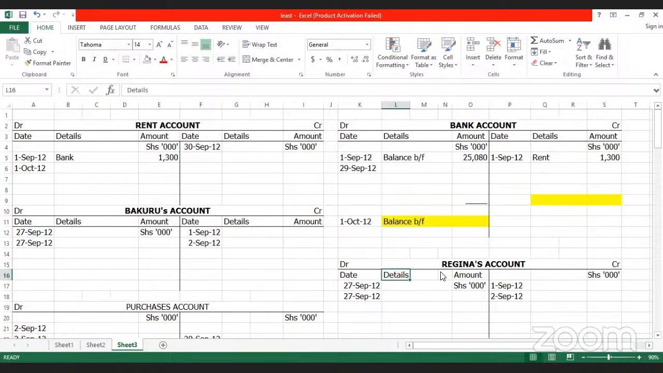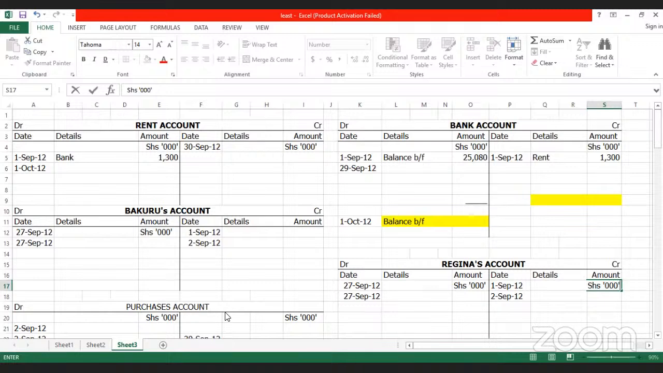Come up with those three accounts. Hope you're preparing them. Dates, details, and then the amounts. These are all in shillings and thousands. Okay, then the purchases account.